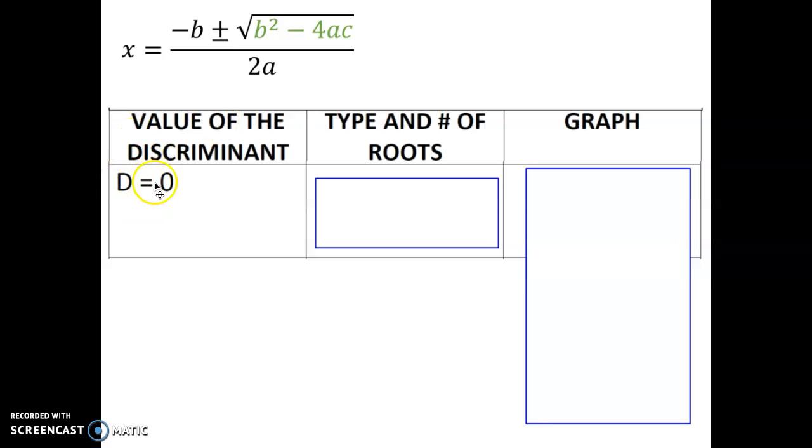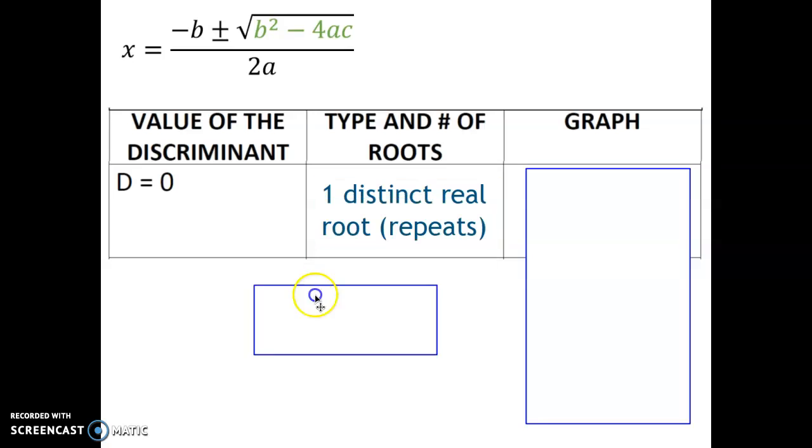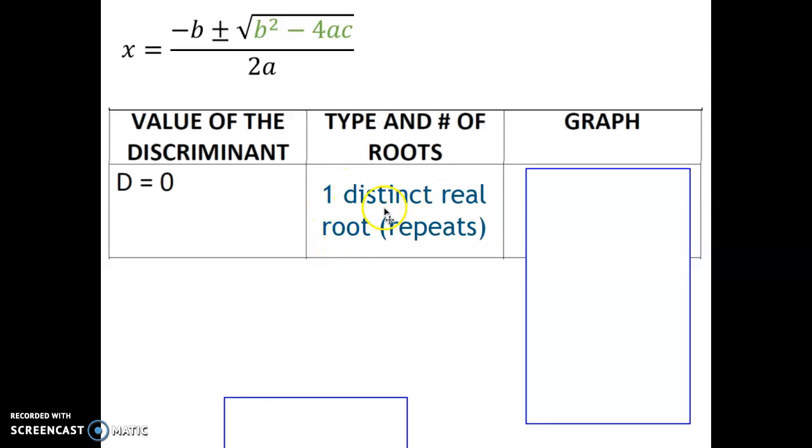Okay, let's move to the next. When the discriminant value equals 0. Okay, so let's look at what we have right here. This green part, when we type it in our calculator and we do order of operations, we're going to get 0. And I remember that the square root of 0 is 0. So this is going to be the opposite of b plus 0 or the opposite of b minus 0. And remember, we did one of these the other day. Adding and subtracting 0 doesn't change the value of the number. So I am going to get a real root, right? Because the square root of 0 is 0. It's not imaginary. But what I'm going to see is one distinct real root.